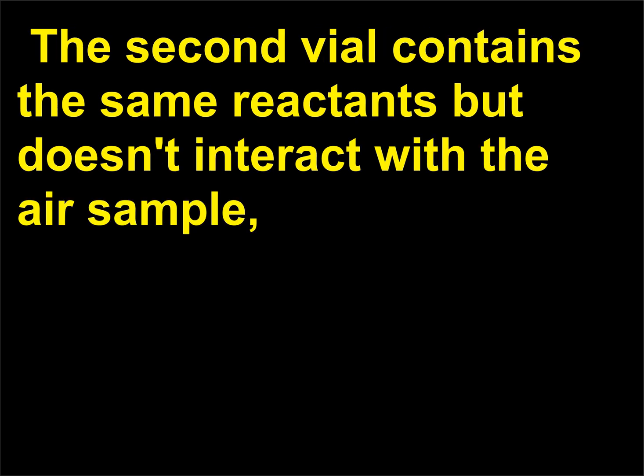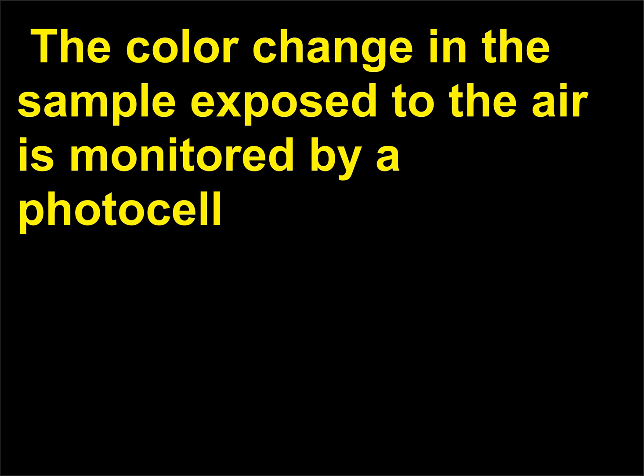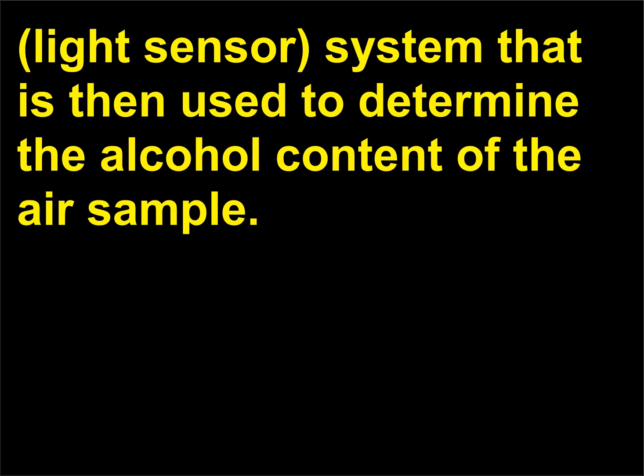The second vial contains the same reactants but doesn't interact with the air sample, thus serving as a standard for comparison. The color change in the sample exposed to the air is monitored by a photocell light sensor system that is then used to determine the alcohol content of the air sample.